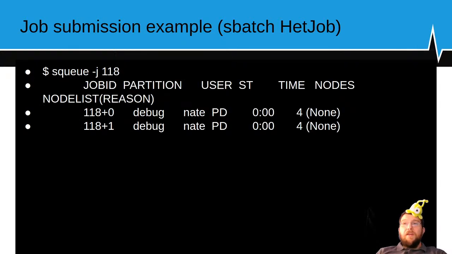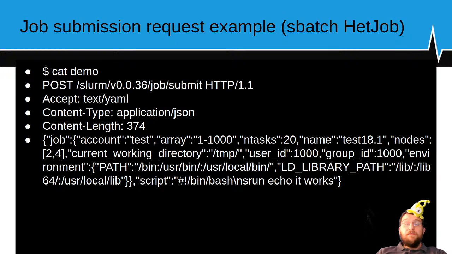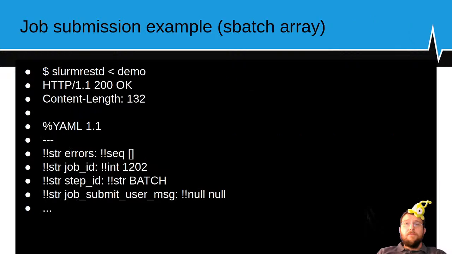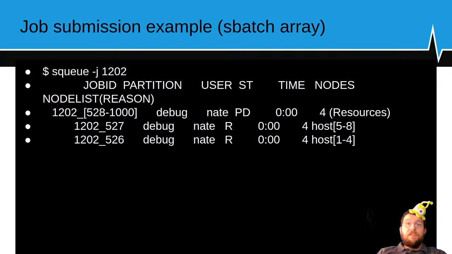We now verify the job ID is using squeue. This time we'll submit an array job. Same as before, we get a job ID for the submitted job, and we verify the job ID again.